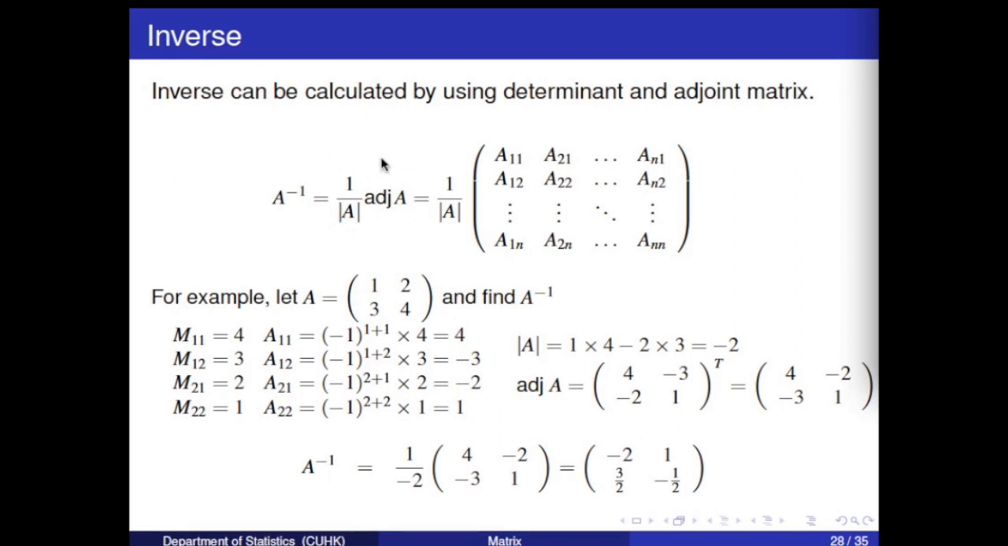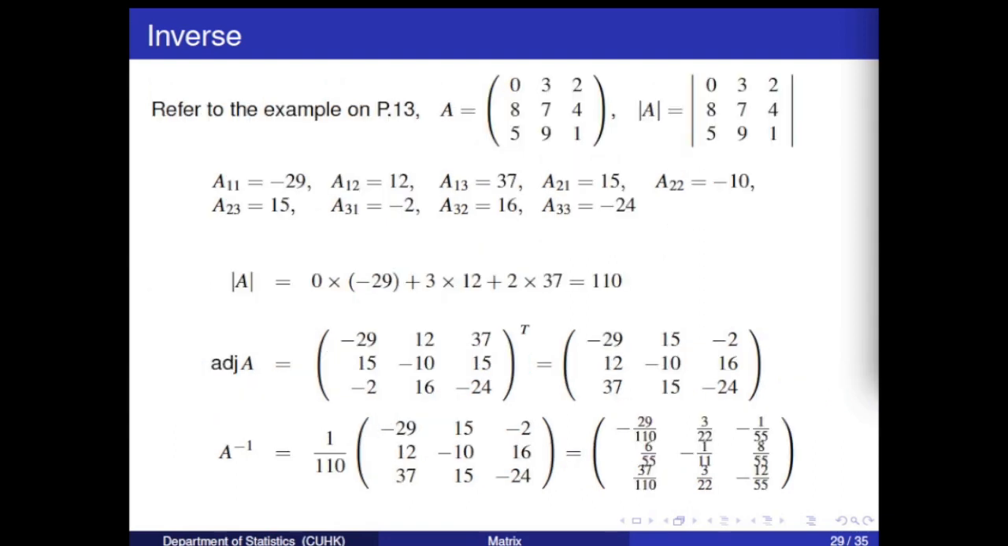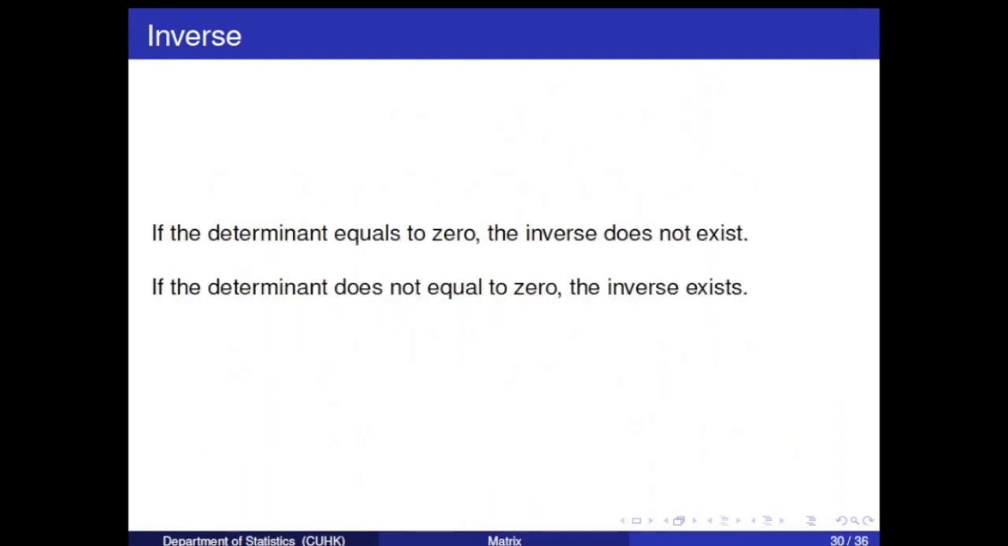The inverse is equal to 1 over the determinant times the adjoint matrix. Here is an example. Referring to the example on page 13, we find the inverse by using the adjoint matrix and the determinant. If the determinant equals 0, the inverse does not exist. Otherwise, the inverse exists.